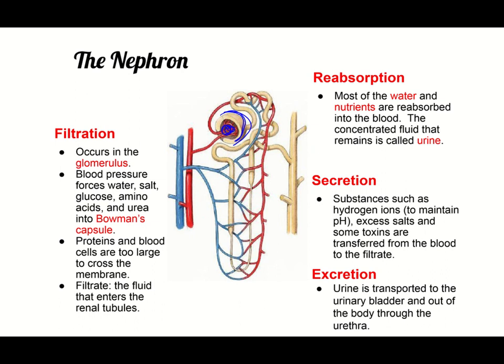At the same time, waste ions and hydrogen ions pass from the capillaries into the renal tubule. This process is known as secretion. The secreted ions combine with the remaining filtrate and become urine. The urine flows out of the nephron into a collecting duct. It passes out of the kidney, into your ureter, and down into your bladder.